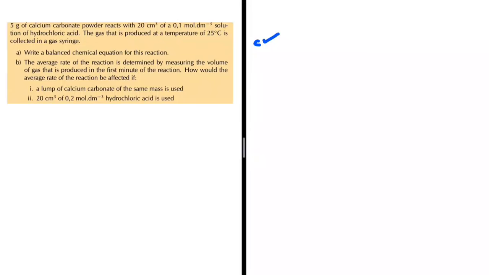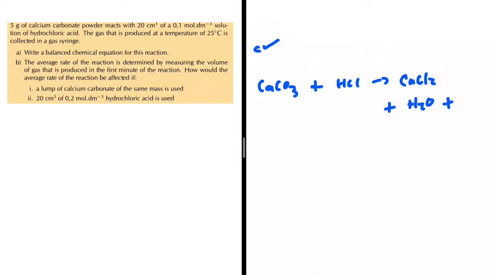We have calcium carbonate, which is CaCO3, plus HCl, hydrochloric acid. And then this is going to give us CaCl2 plus H2O plus CO2. There we go. Right. And then now we just need to balance our equation by placing 2 here as a coefficient of HCl. So that is the first part of the question.